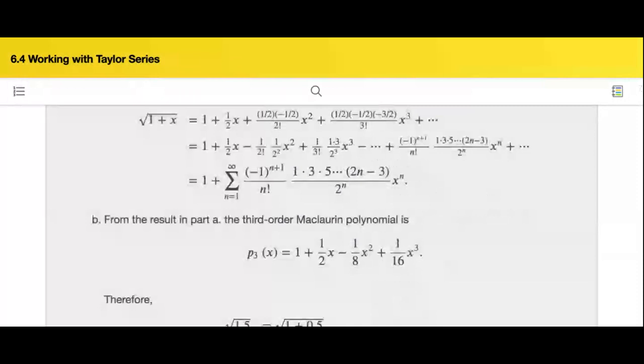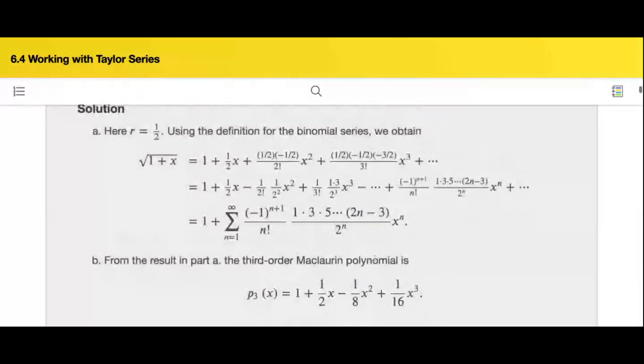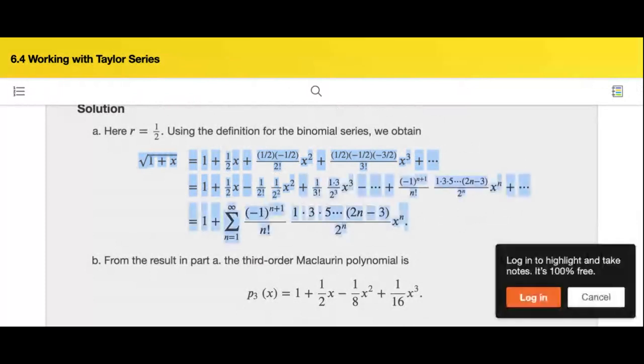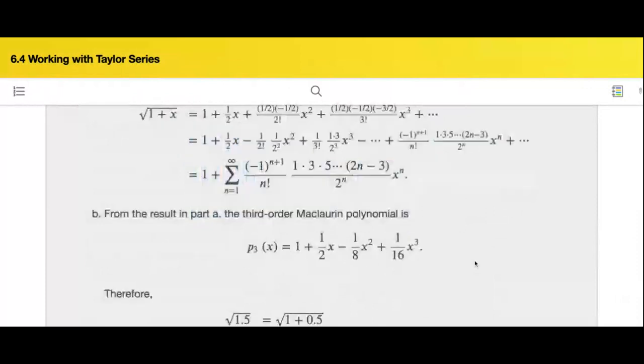So for a third order approximation, which just takes the first three terms, we have 1, 1 half x, and up to the square, then 1/8 x squared, and 1 over 16 x cubed. So we plug in, and we get 1 plus half x minus 1/8 of x squared plus 1 over 16 x cubed, because we only want to do third order.